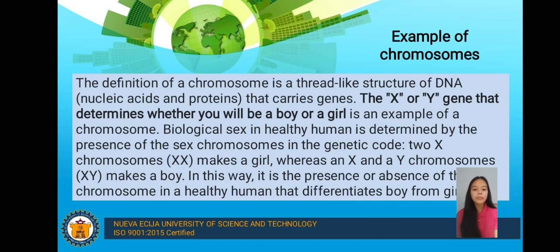From this, we know that chromosomes determine whether we are male or female by means of big X and big Y. Two big X chromosomes make a girl, whereas an X and Y chromosome make a boy. These are examples of chromosomes.